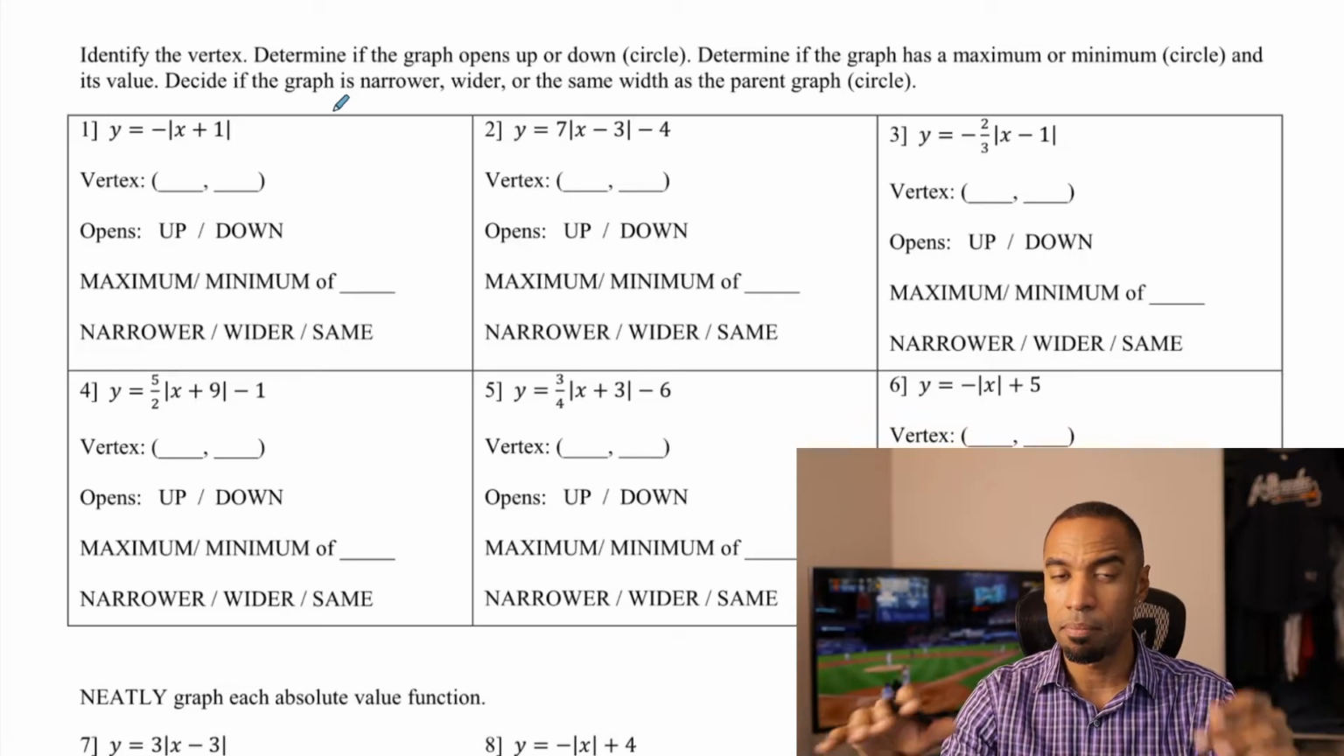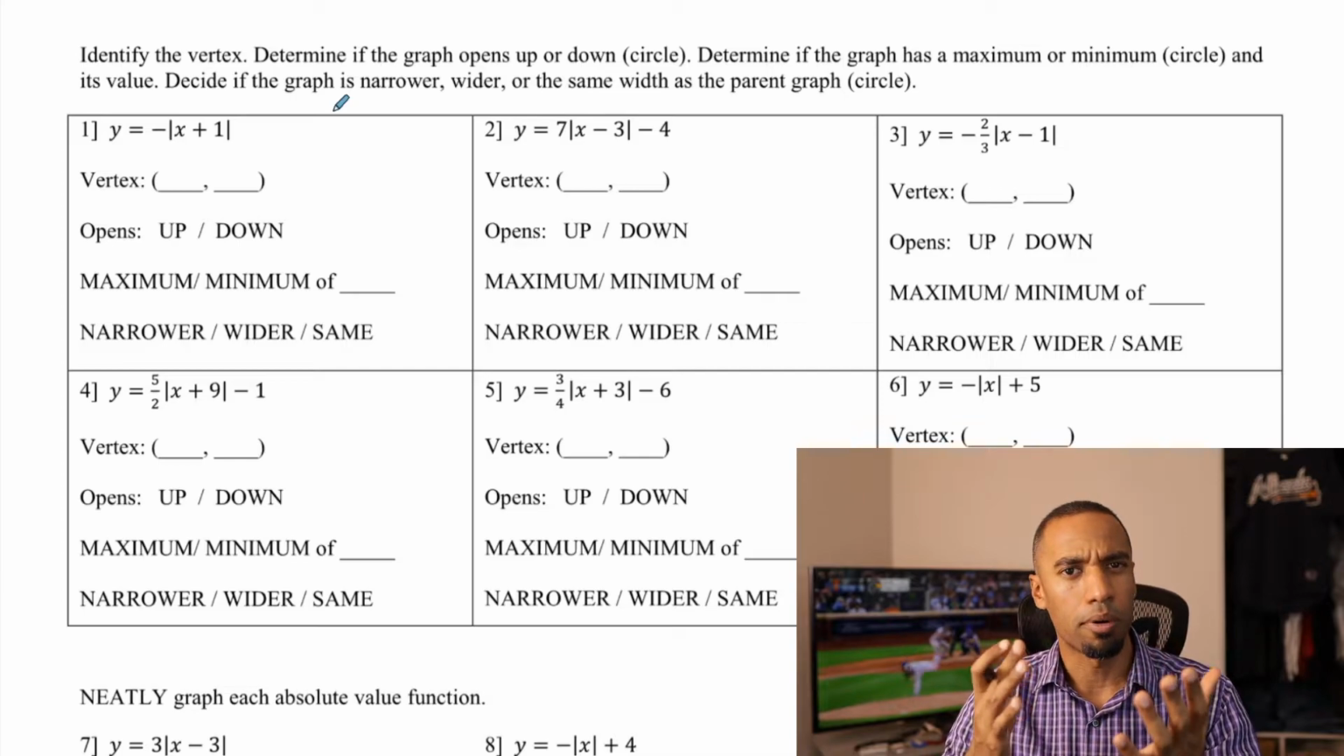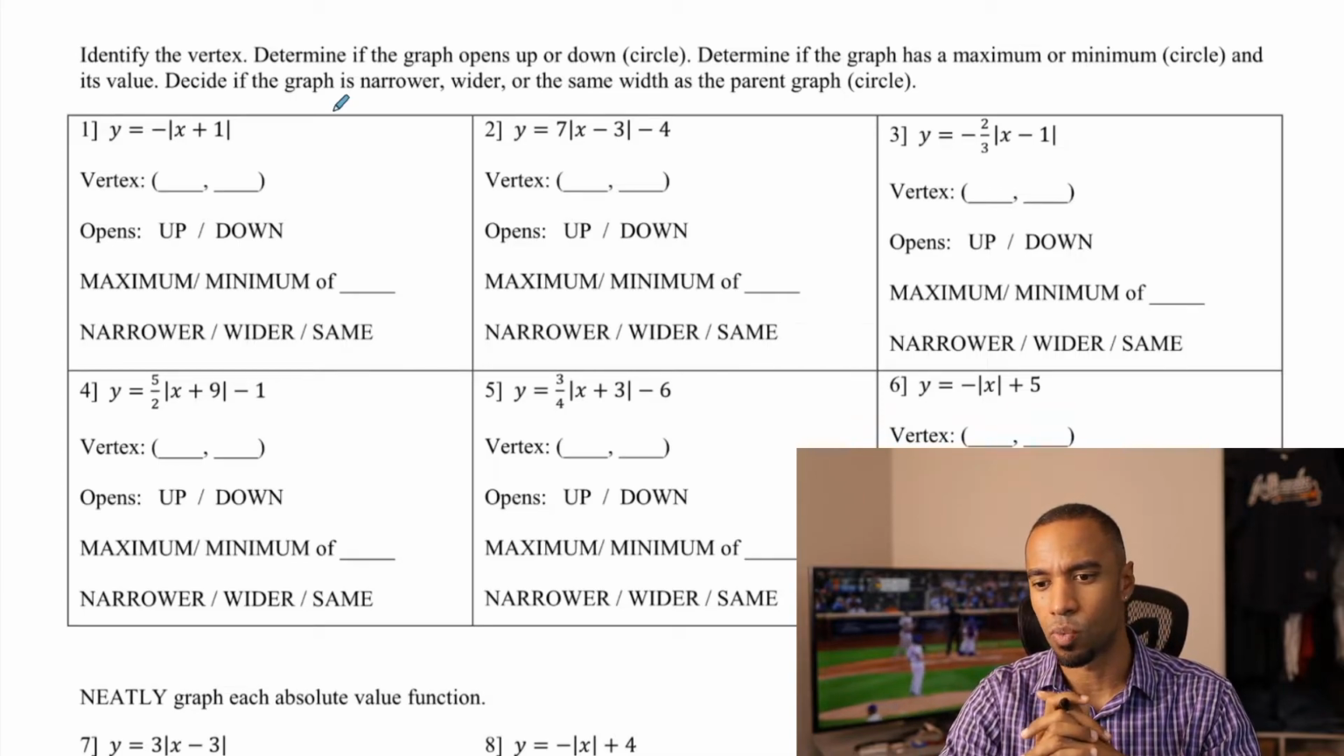Because we're not always graphing them. Sometimes we're just writing out features. Sometimes we're given the graph and we've got to write the equation. There's a little word problem thing at the end, so I'll show you that context as well.